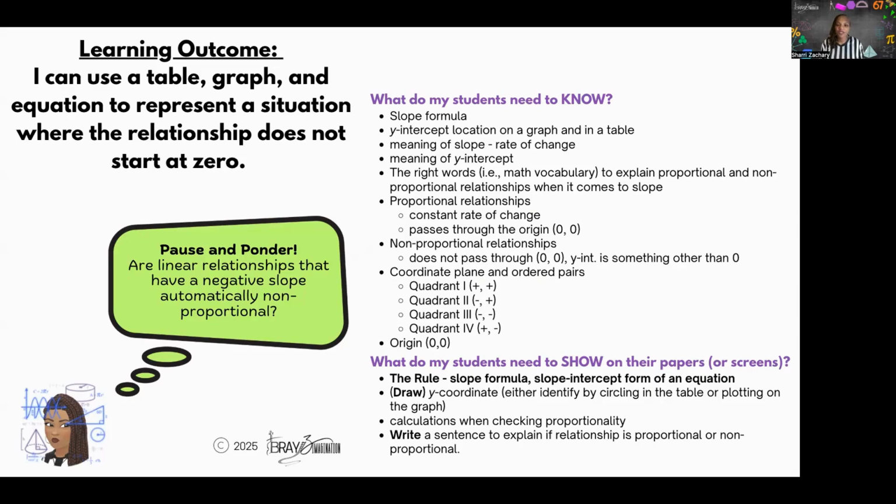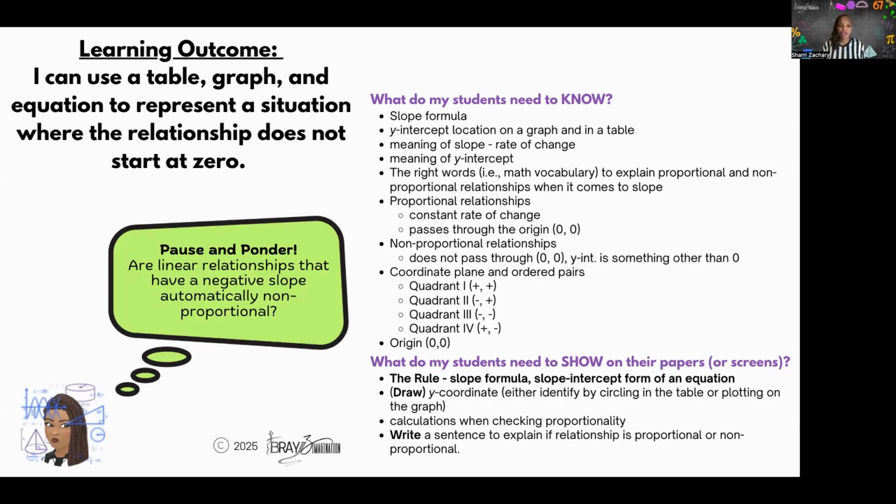So in identifying what students need to know, let's think about what is needed if we are presented with tables, graphs, and equations. We need to know our slope formula, the y-intercept location on a graph and in a table. What does that look like? The meaning of slope as the rate of change, the meaning of the y-intercept. We also want to make sure we have the right words to explain proportional versus non-proportional relationships, especially when it comes to the slope. We want to be able to identify the constant rate of change.